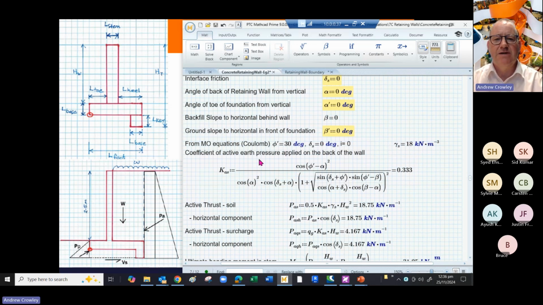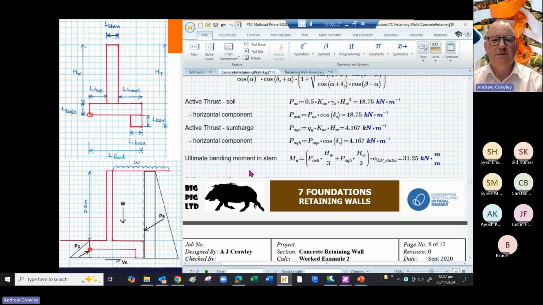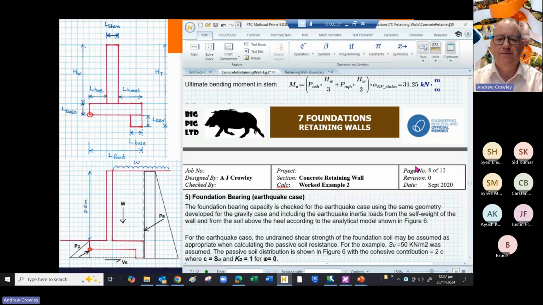So the coefficient of active earth pressure applied to the back of the wall is that large formula we've given before. And from that, you can work out what the active thrust of the soil is. And the horizontal component you need to know because we're looking at the wall, not the base. And then we take the horizontal component of the active thrust due to the surcharge load. And then we calculate the ultimate bending moment in the stem. You take the horizontal forces and multiply them by the lever arms, and you get 31.25 kilonewton meters per meter.